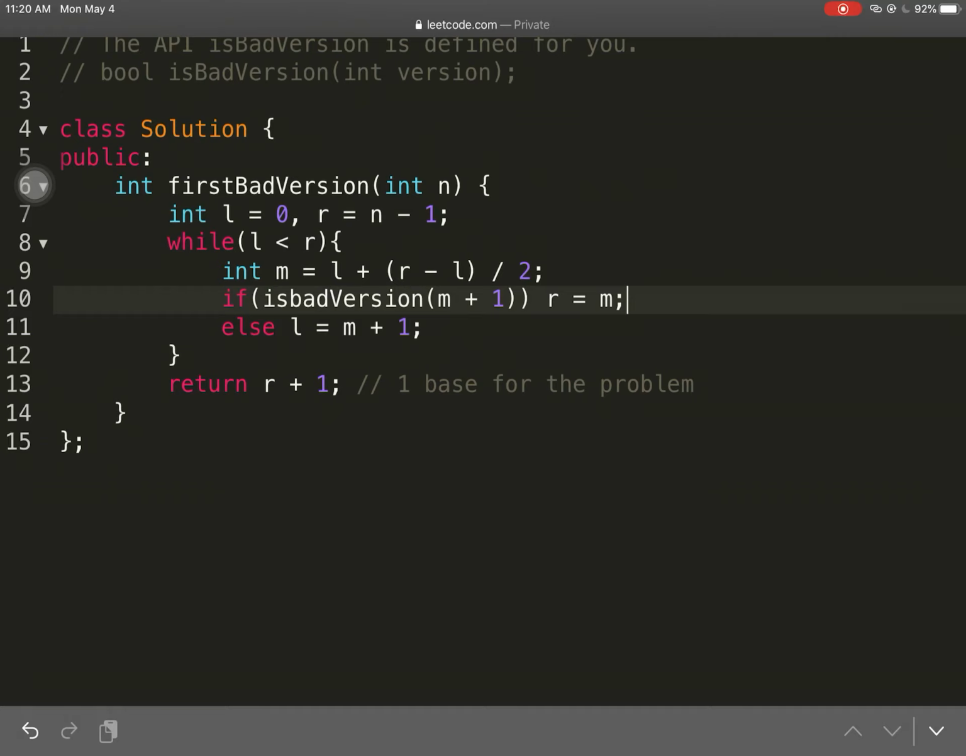And because if this version is bad, then we can decrease our upper bound, because we are asked to find the earliest bad version. And if the version is good, then we can increase our lower bound, because the bad version will certainly be greater than the current version.